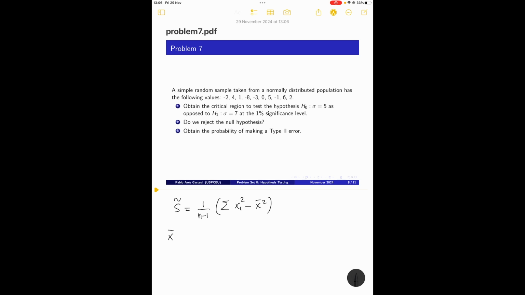The mean is equal to the sum of the numbers, minus 2 plus 4 plus 1 minus 8 minus 3 plus 0 plus 5 minus 1 plus 6 plus 2, divided by the number of points we have, which is 10, as you can easily count. So this is 4 divided by 10 equals 0.4.